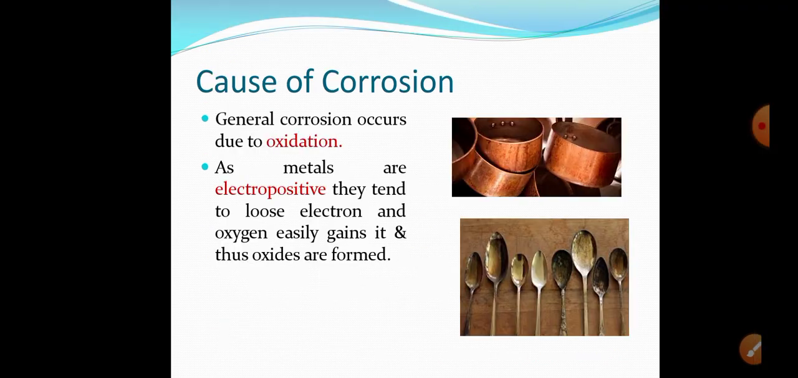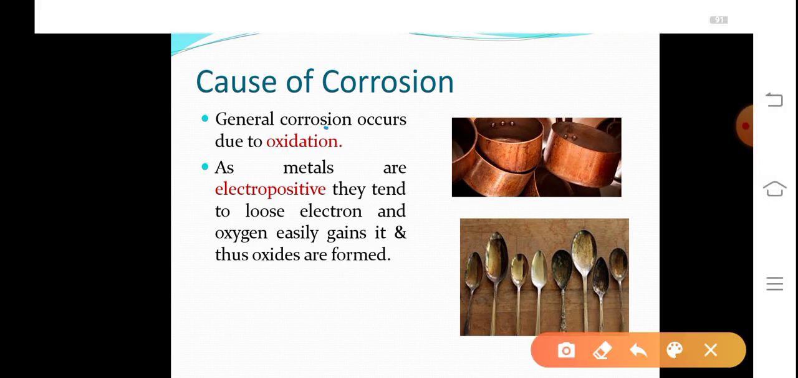So what are the causes of corrosion? The general cause of corrosion is oxidation. Why do metals get oxidized? What is the reason? As metals are electropositive, they tend to lose electrons, and oxygen easily gains them, so oxides are formed. Here you can see that copper is coated with copper oxide whereas silver is coated with silver sulfide.